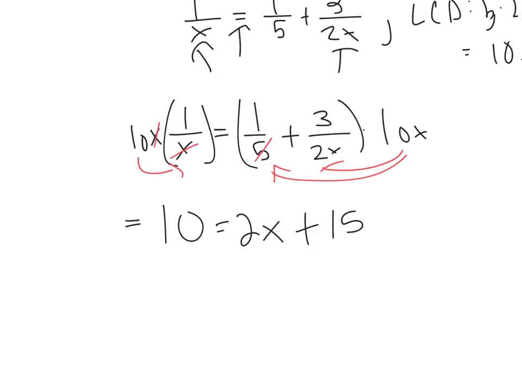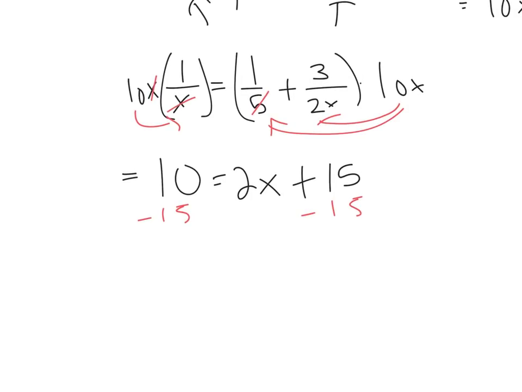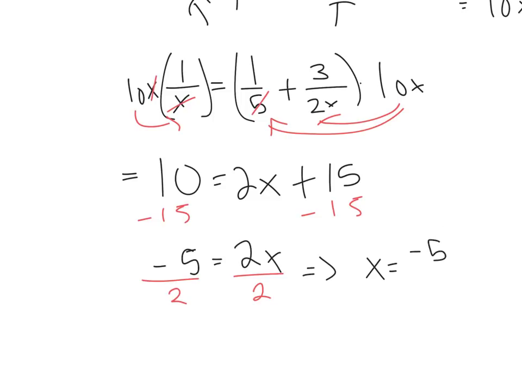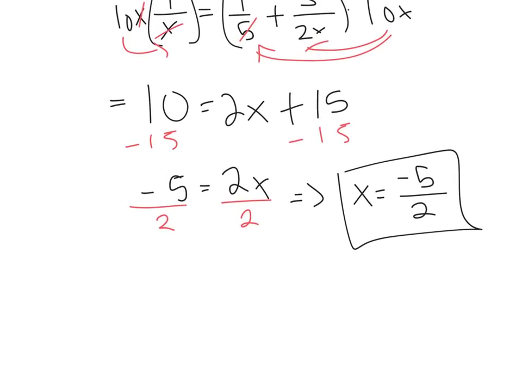Now we've reduced this problem to one that we should know how to solve, but just in case, subtract 15 from both sides, giving us negative 5 is equal to 2x. Divide by 2, divide by 2. Our final answer should be x is equal to negative 5 over 2. And if we wanted to write this as our solution set, it's negative 5 over 2. All right, but again, I'm good with that.